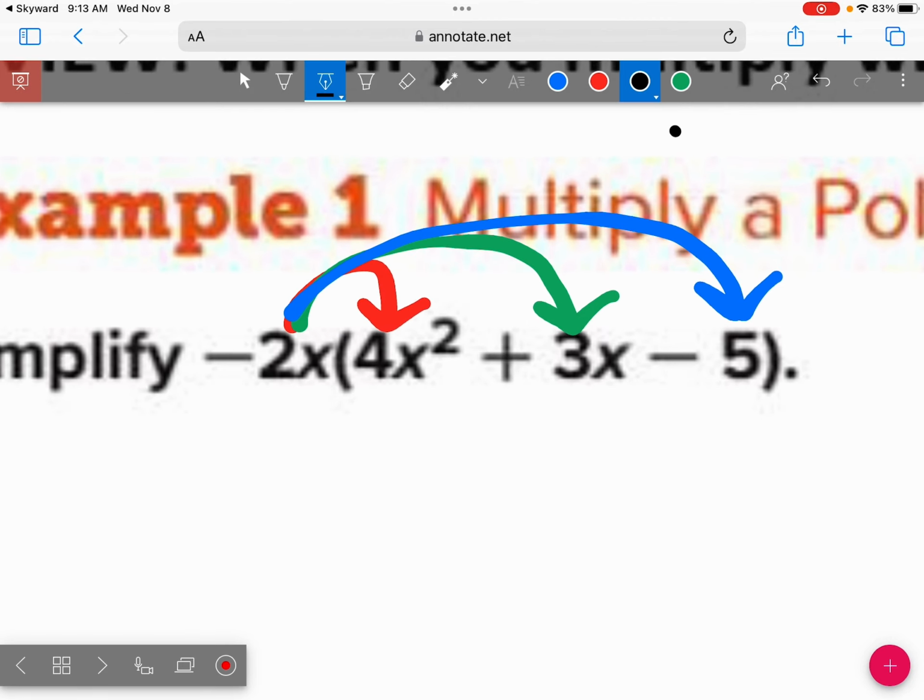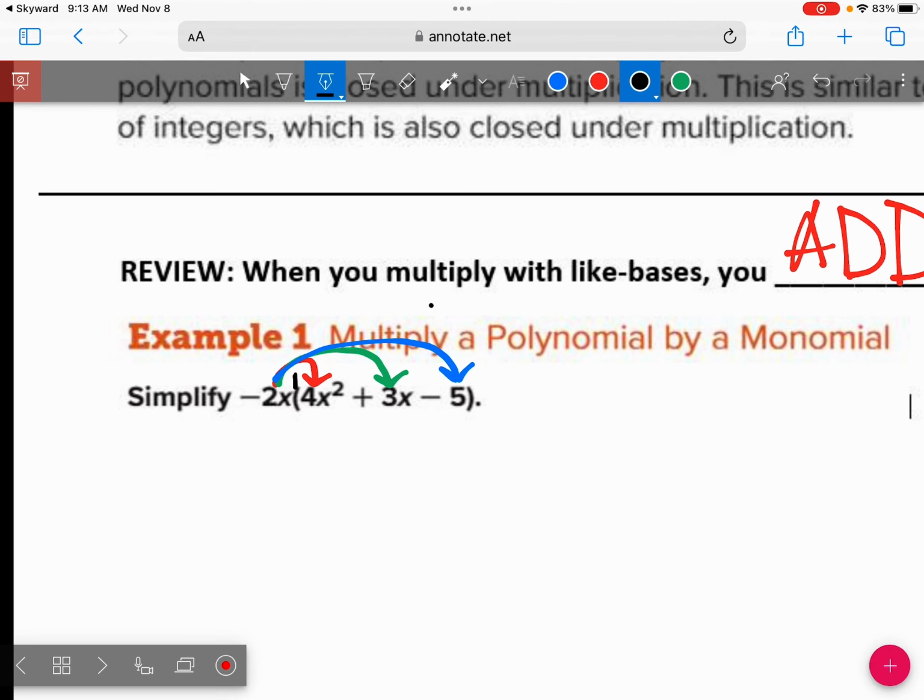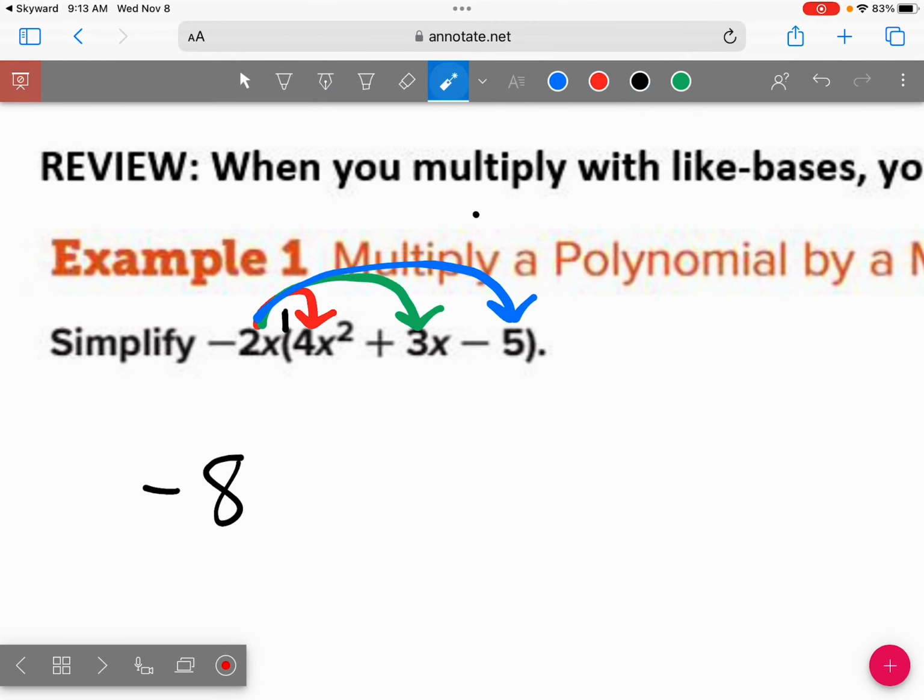Okay, so we have a 1. So I'm going to take negative 2 times 4, which would be a negative 8. And then I'm adding these powers. I'm adding 1 plus 2. And 1 plus 2 is 3. So there would be 3 x's. Then bring down your addition sign.